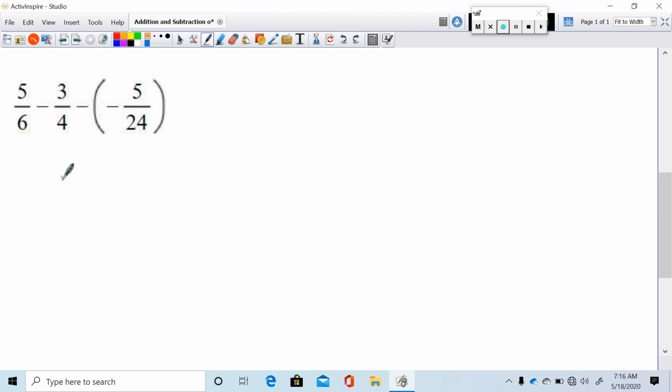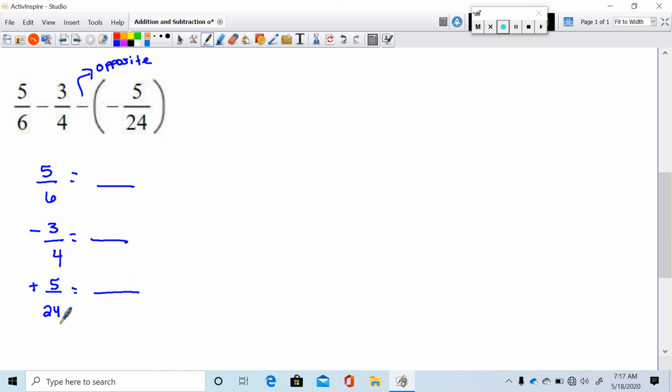Okay, so this is 5 over 6. This is negative 3 over 4. A negative is the same as subtracting. We'll talk about that in a moment. And this, again, a negative in front of the parentheses actually means opposite. So the opposite of negative 5 over 24 is positive 5 over 24. I want to get common denominators. The largest number is 24. 24 divided by 6 does work, and 24 divided by 4 does work. So 24 is going to be my common denominator.